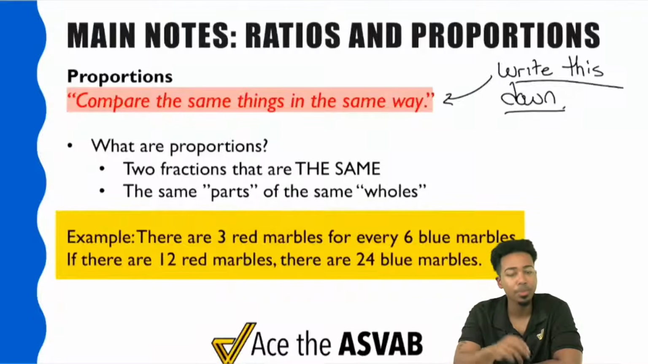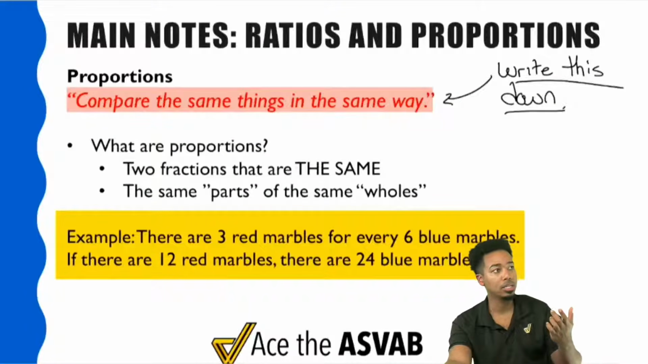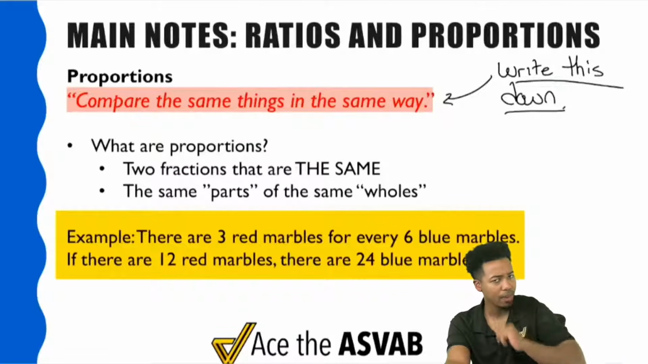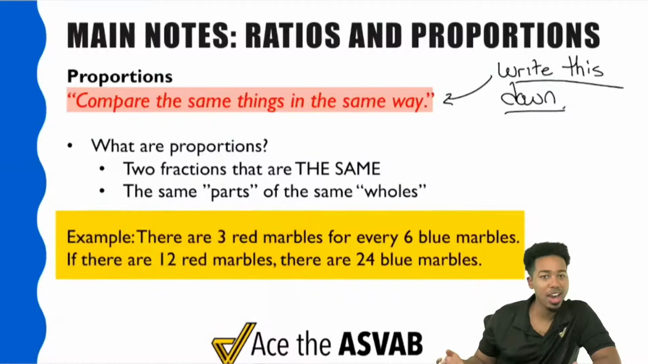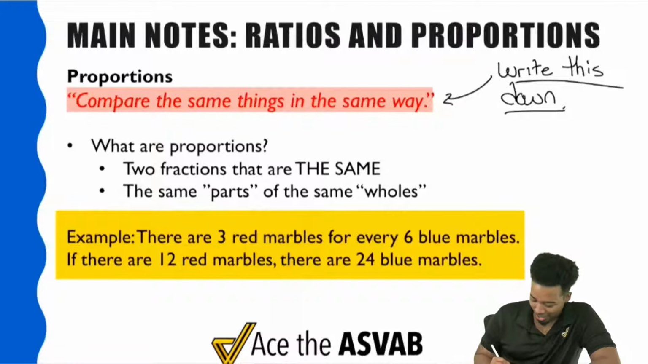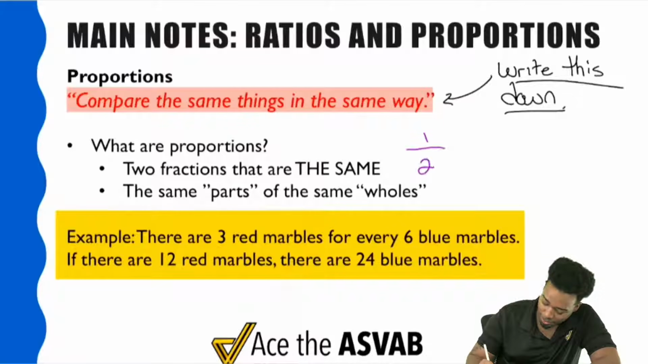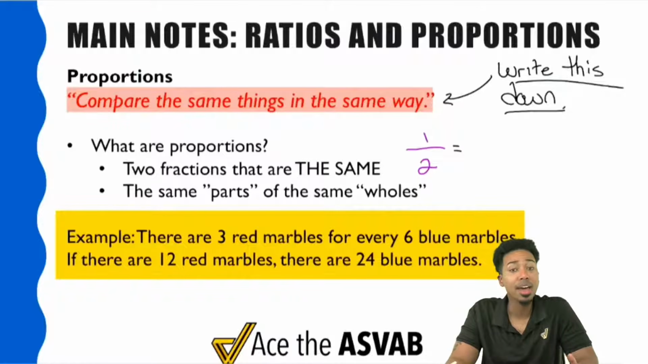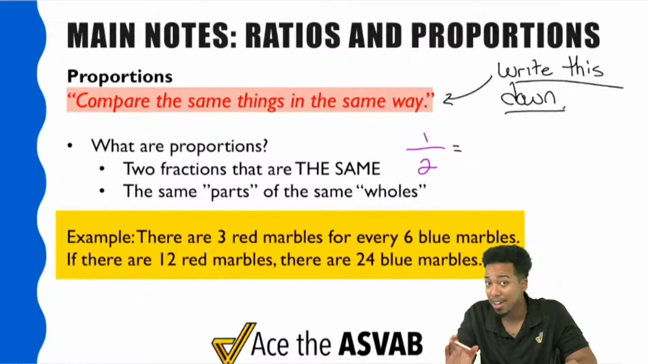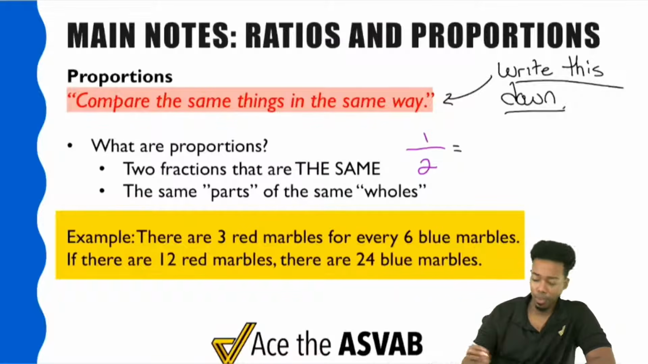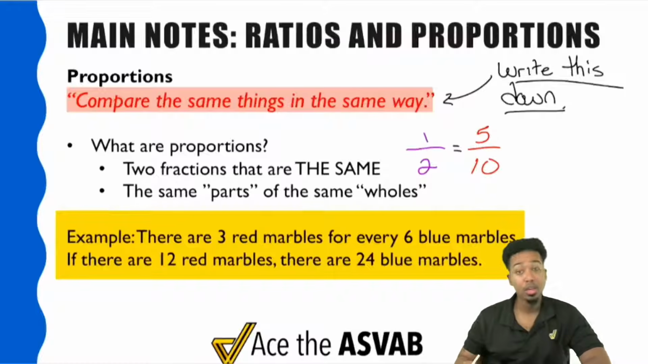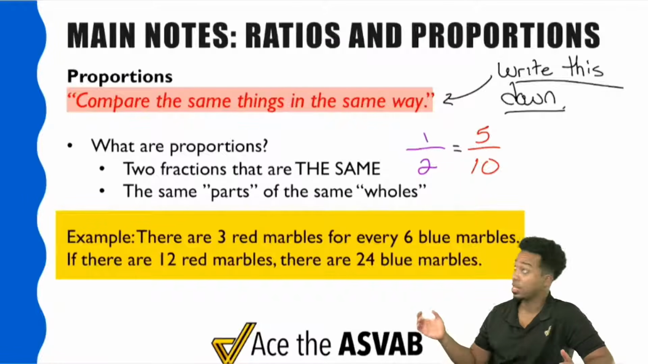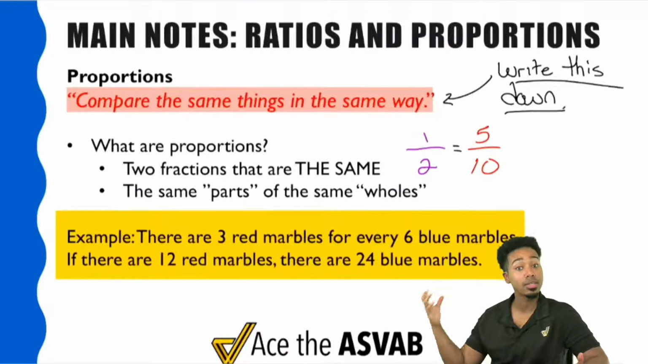So, for example, everyone, is it true that 1 is half of 2? I shouldn't even be asking that question, right? Of course, 1 is half of 2. A lot of us can confidently say that. Now, is it also true that 5 is half of 10? Okay, great. So if I were to write 1 over 2 equals 5 over 10, that would be a true statement. These are two fractions that mean the same thing.